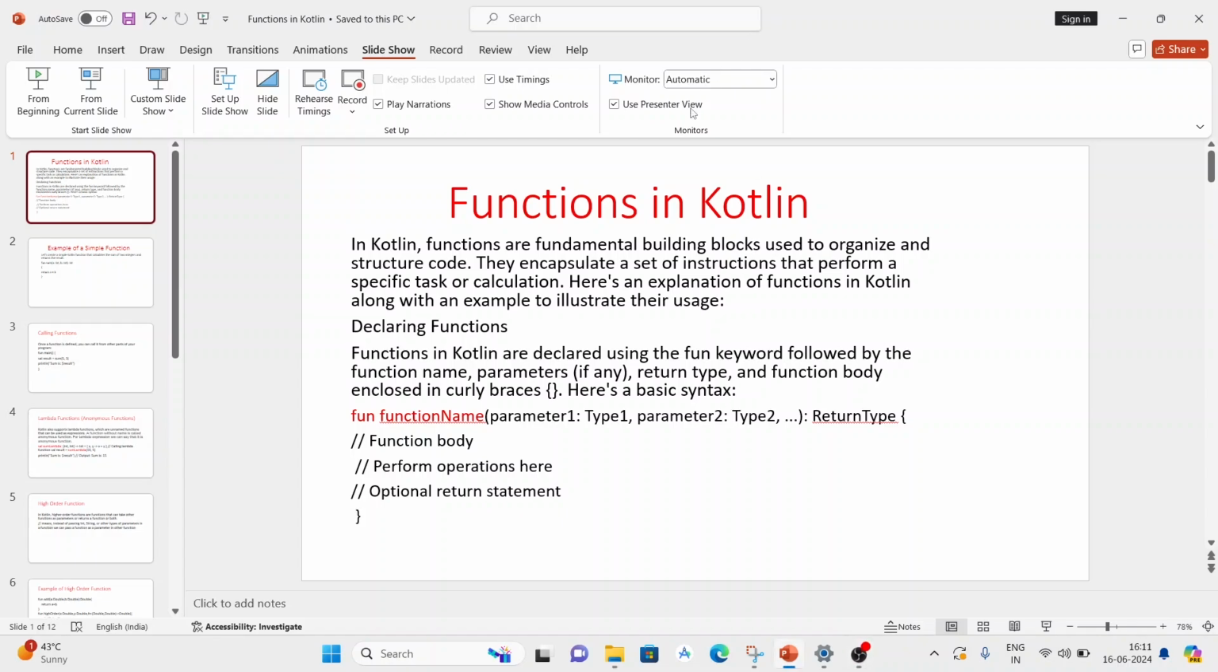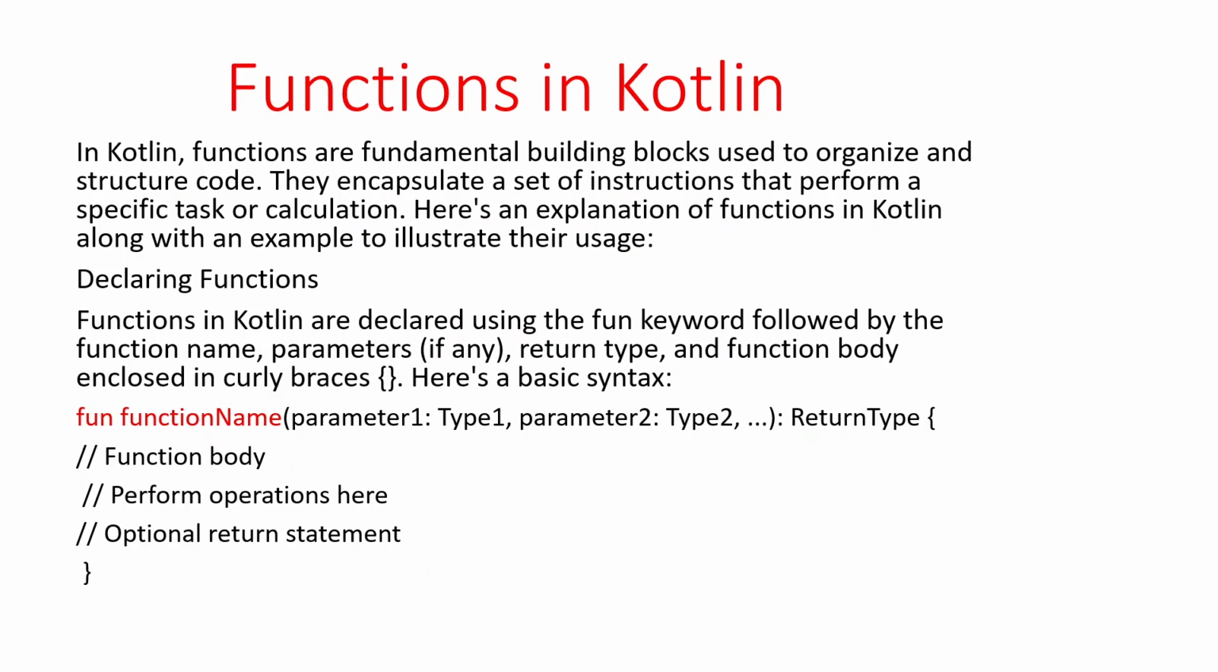Let's talk about the function in Kotlin. In Kotlin, functions are the fundamental building blocks used to organize and structure code. They encapsulate a set of instructions that perform a specific task or calculation. Here is an explanation of function in Kotlin along with an example to illustrate their usage. Declaring a function: functions in Kotlin are declared using the fun keyword followed by the function name, parameters if any, return type, and the function body enclosed in curly braces. Here is the basic syntax of function: fun name(parameter1: type1, parameter2: type2): return type { function body, perform operation here, optional return statement }.